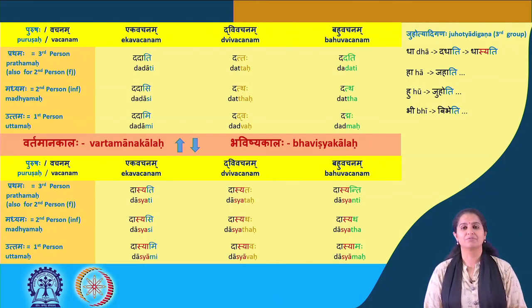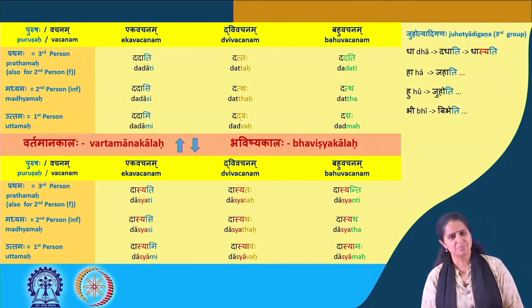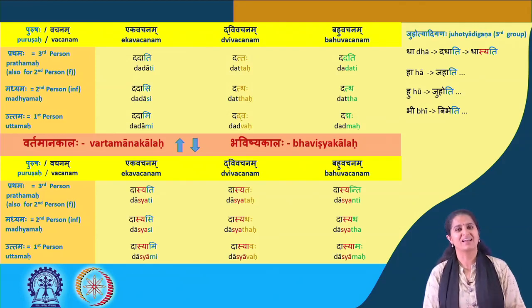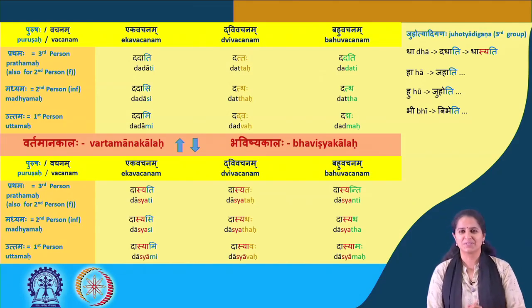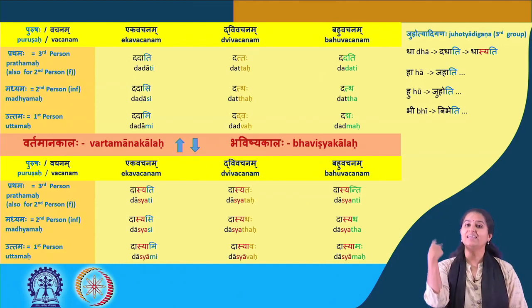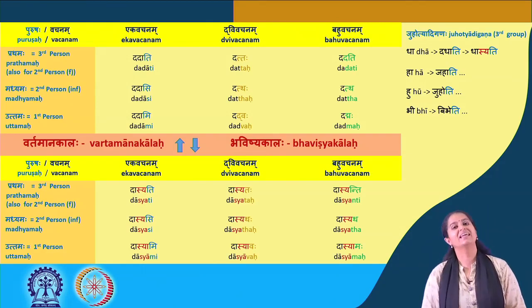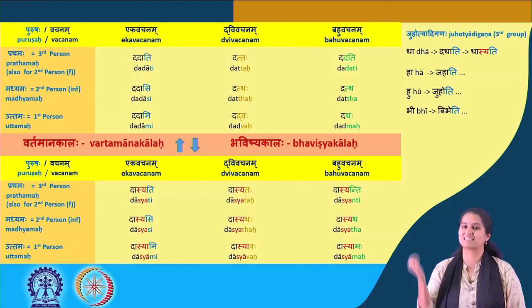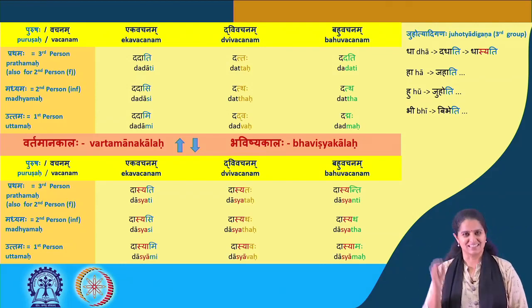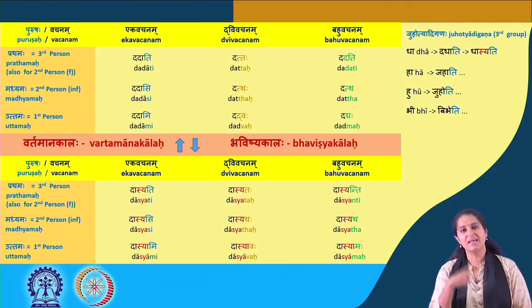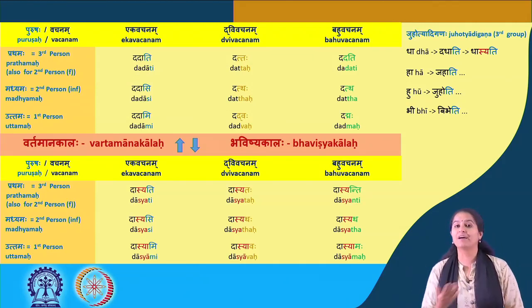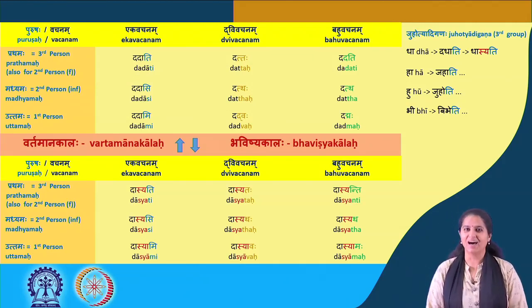Next we have the future, and bhavishya kalam saralam asti, bhavishya kalah saralah asti. So let's do that together. Dasyati, tau dasyatah, te dasyanti, tvam dasyasi, yuvam dasyatah, yuyam dasyatha, aham dasyami, avam dasyavah, vayam dasyamah. Astu, bahu saralam asti etani rupani.